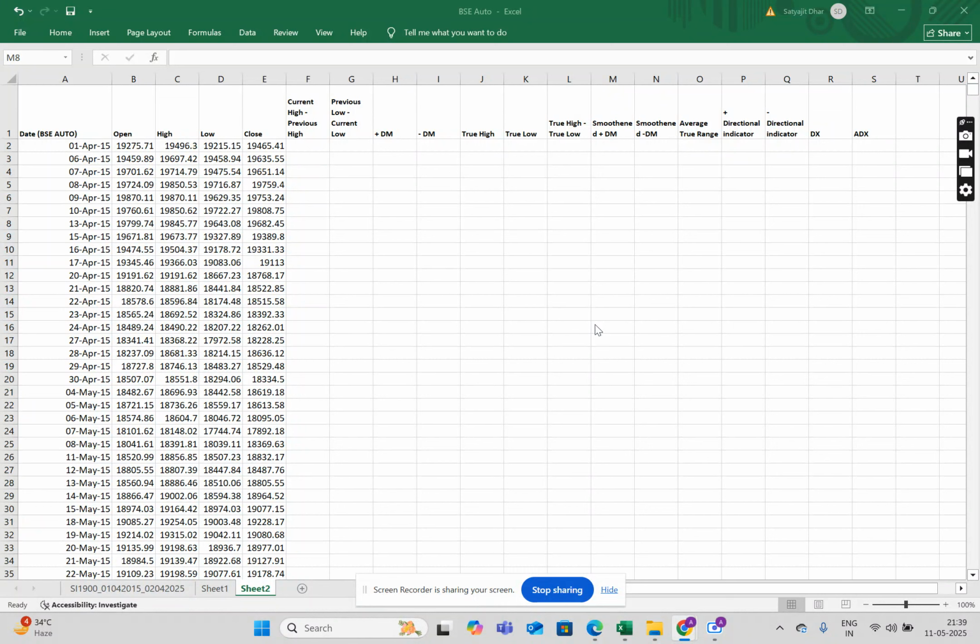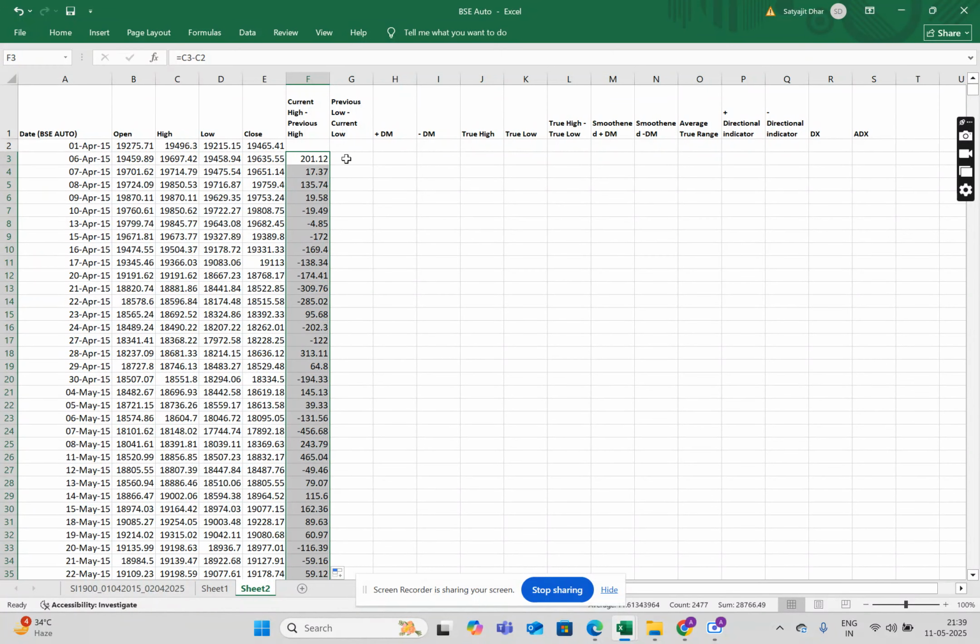So let's begin. First, we will find the current high minus the previous high, which is very simple. So it equals current high minus previous high. We have it here. Now the previous low minus current low equals previous low minus current low. So here we have it.